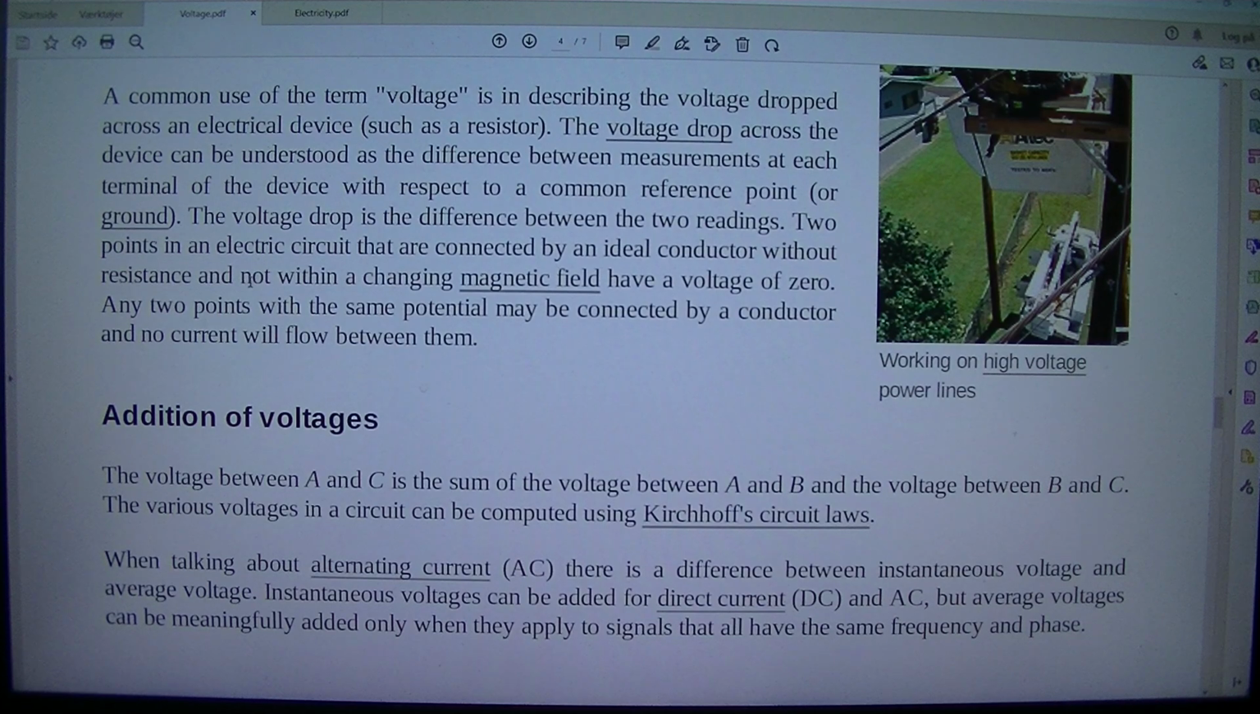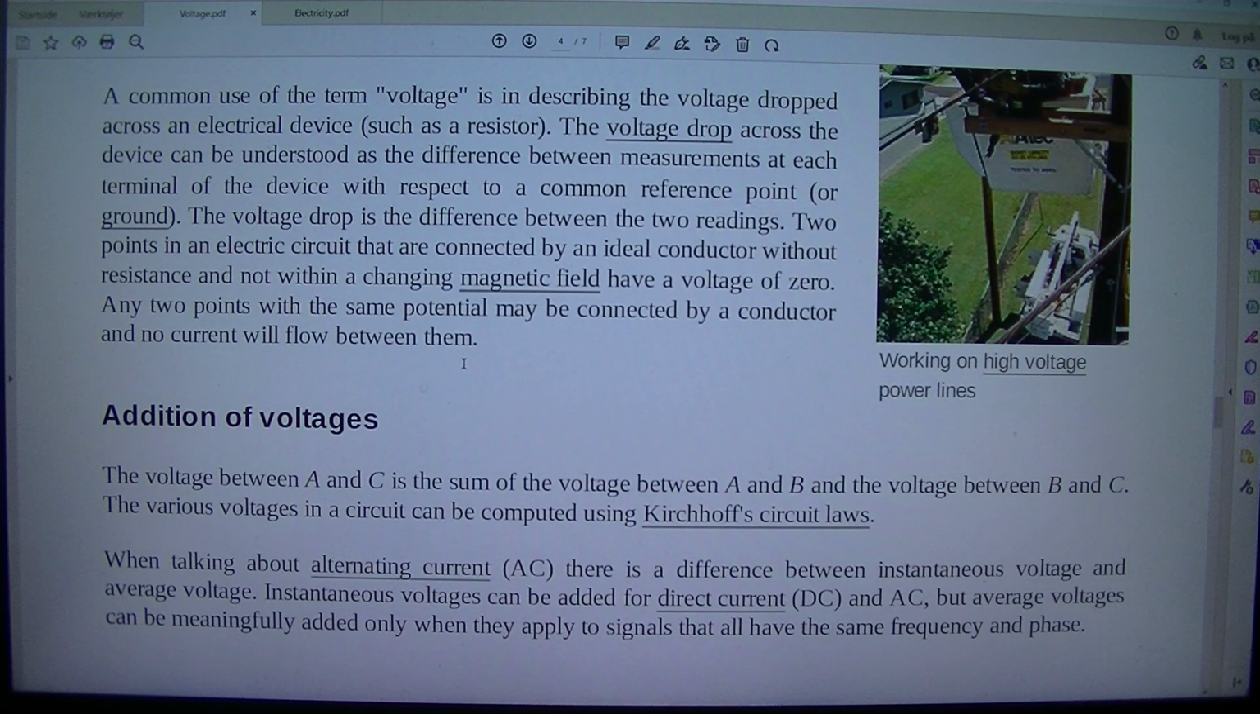Two points in an electric circuit that are connected by an ideal conductor without resistance and not within a changing magnetic field have a voltage of 0. Any 2 points with the same potential may be connected by a conductor and no current will flow between them.